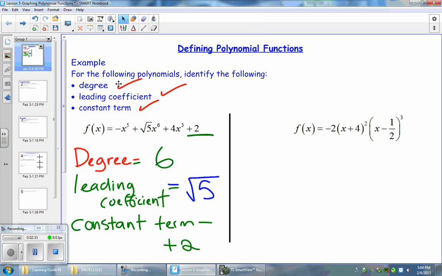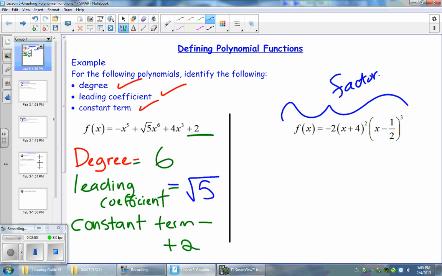I am given a function f(x) is equal to -2 times (x plus 4) squared times (x minus 2) cubed. Now you may already notice that this polynomial looks very different from the first example, and it looks different because it's actually given to you in factored form. You could still identify each of these three characteristics even if the polynomial is in factored form. And I'm going to show you how to do that right now.